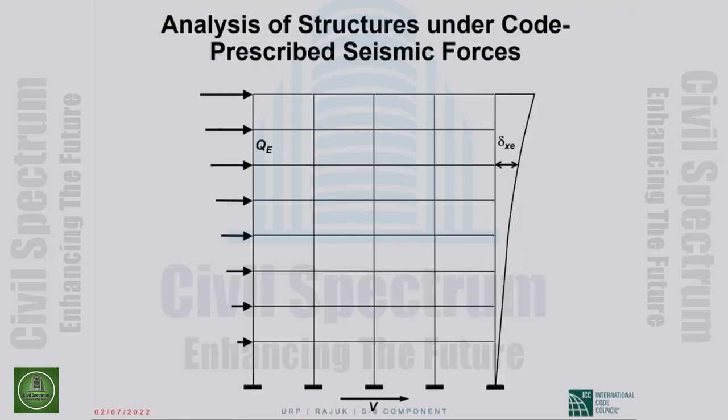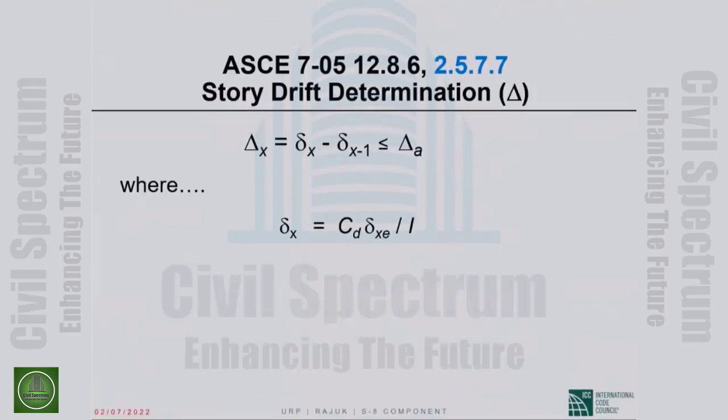Okay, so delta sub XE and Q sub E. The delta sub XE multiplied by C sub D gives us the estimated design earthquake displacement, as I mentioned. So delta sub X is C sub D times delta sub XE, but it is a little bit more than that. In delta sub x, we divide C sub D delta sub xe by the importance factor I.